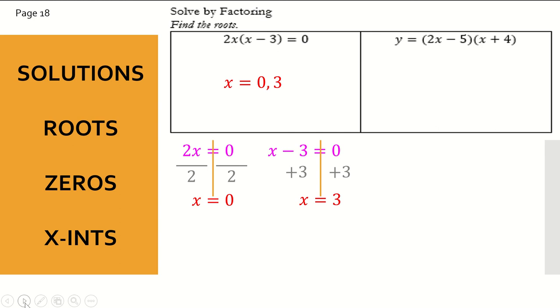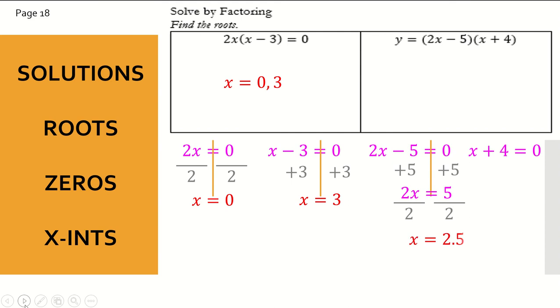The second quadratic, y equals 2x minus 5 times x plus 4, is also in factored form. I can't pull out a GCF or anything like that, so I'm going to set each factor equal to 0. We're going to solve both for x, so we would add 5 to both sides. This is a two-step equation, so I'm left with 2x equals 5. x isn't quite by itself. My last step is to divide both sides by 2 to get x equals 5/2, or 2.5 as a decimal.